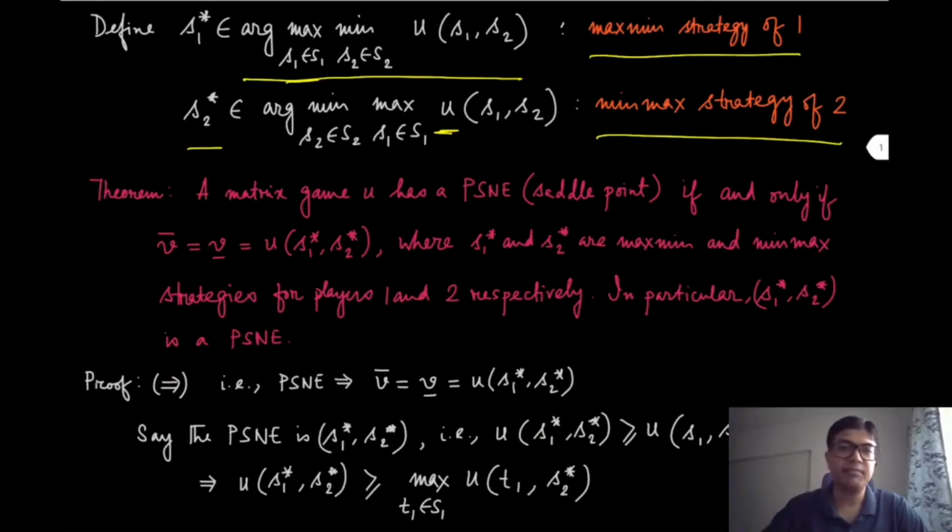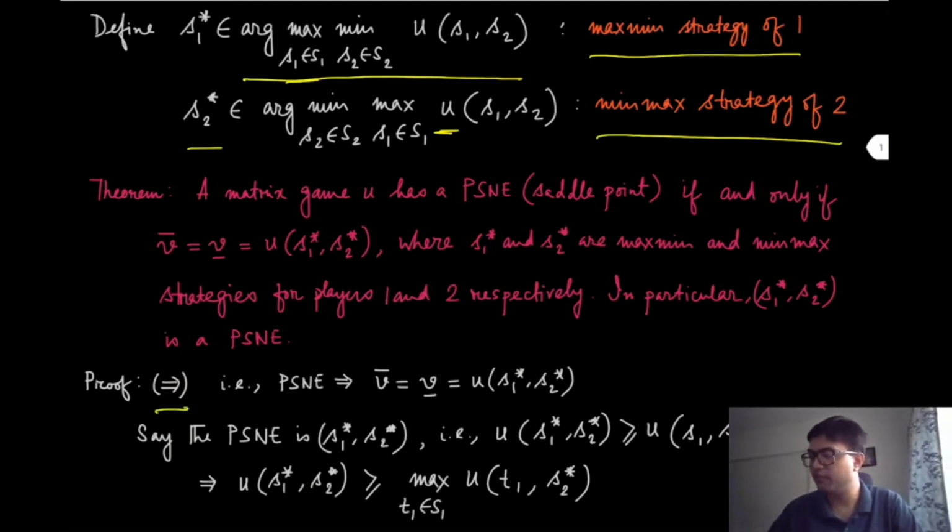So here is the theorem which formally states what we have just said earlier. A matrix game U has a PSNE, or a saddle point, if and only if this min-max and the max-min value are equal, and that equals the value of this matrix at S1 star and S2 star, where S1 star and S2 star are the max-min and the min-max strategies for players 1 and 2 respectively. And not only that, in particular, this strategy profile is going to be a PSNE of this game. Because this is a necessary and sufficient condition, we'll do both directions one by one. So first look at the only if direction.